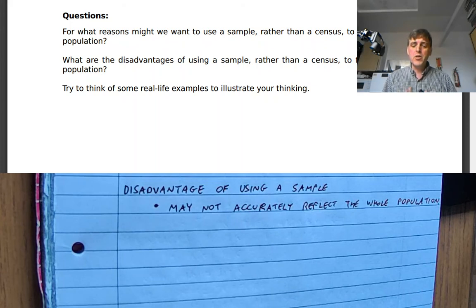And this is something which is a real issue with statistical analysis. Whenever we take a sample and we try to use that sample to say something about the population, we just need to be very careful to try and make sure that that sample does accurately reflect the whole population as much as possible.